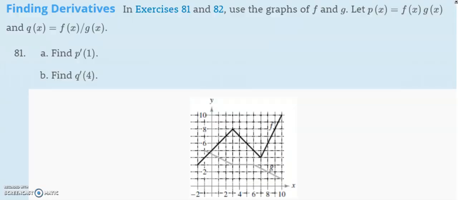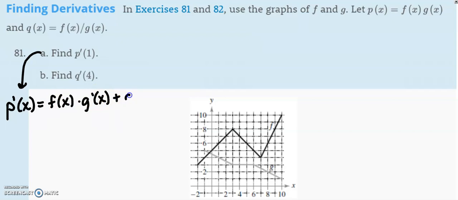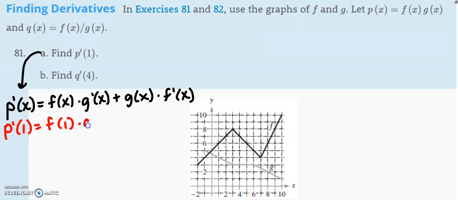Use the graphs of f and g. You also had to do 82, but I'm going to show you this one, and then hopefully you can transfer your knowledge. So p prime of 1. If I'm going to find p prime of 1, that's standing for the product rule. So p prime is going to be the first times the derivative of the second plus the second times the derivative of the first. So if I want p prime of 1, that means I need f of 1 times g prime of 1 plus g of 1 times f prime of 1.